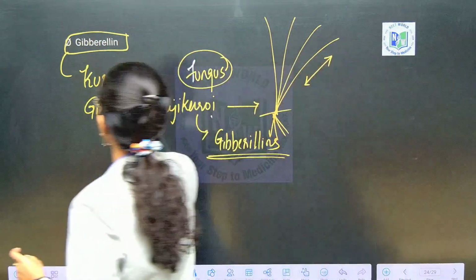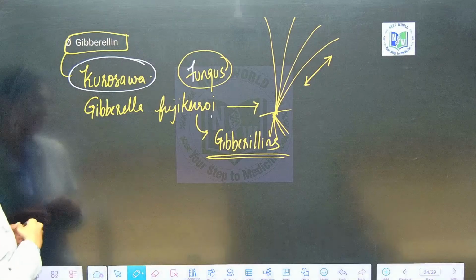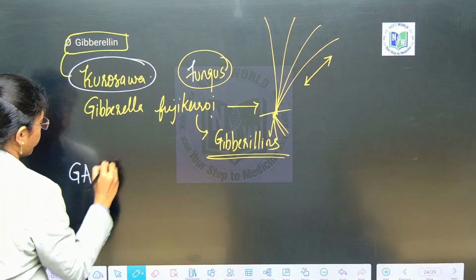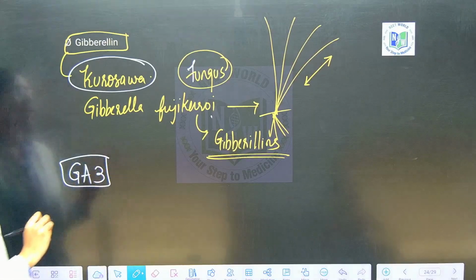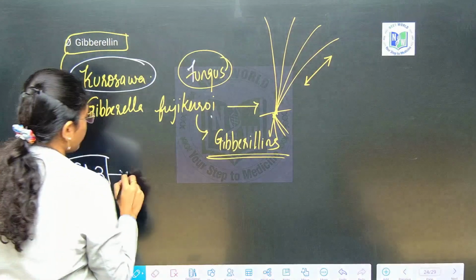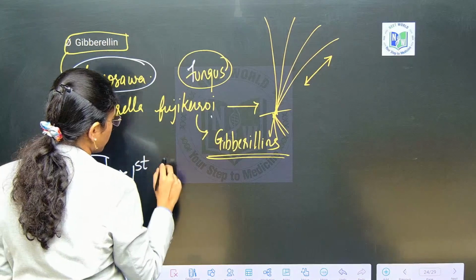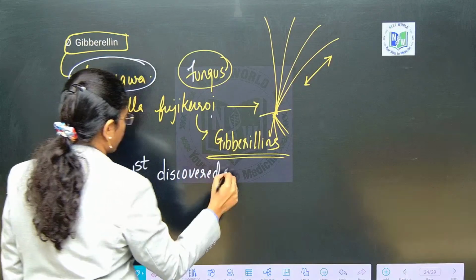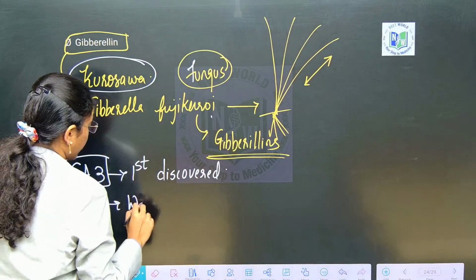This was identified by the scientist Kurosawa. So, the first discovered gibberellin is gibberellic acid 3, and the pH of gibberellic acid will be low and its nature is acidic. It is first discovered and widely used.